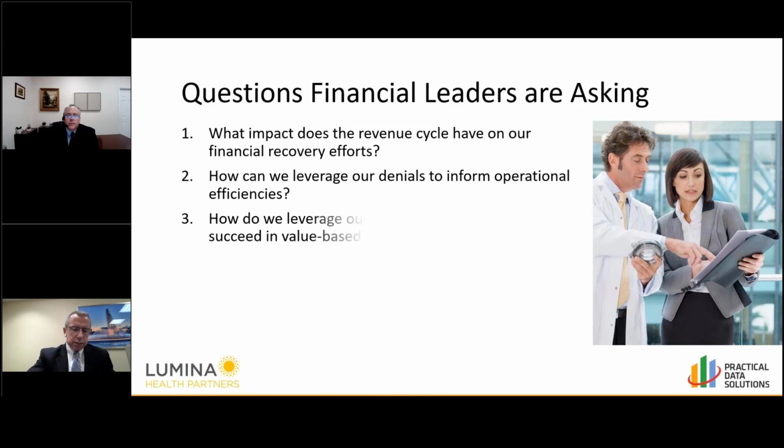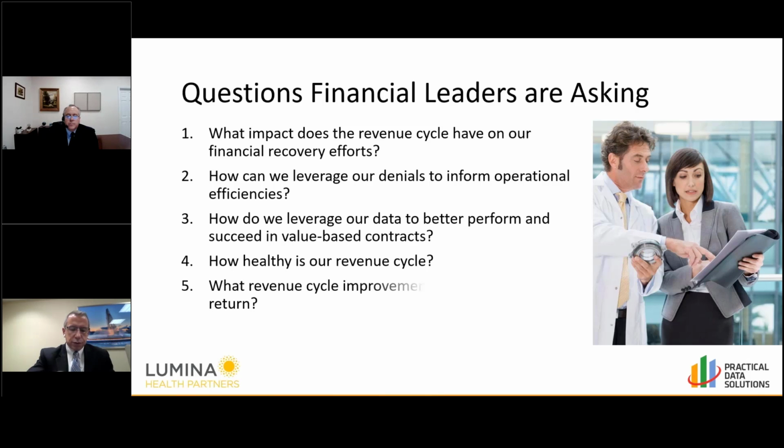So when we take a look at the trends, and at where organizations are on trying to realign their margins and their profitability, finance leaders are really asking some important questions. One, what impact does revenue cycle have on our financial recovery? We know our revenue cycle is not performing as optimally as it should. And is there a way that we could get some quick wins by focusing on key areas of the revenue cycle that will really help improve some of our revenue activities? The second question, I think, is a really good one. How do we leverage our denials to inform operational efficiencies everywhere? So for instance, finance leaders understand that they've got high denials in eligibility verification, or maybe they're not creating the pre-certifications like they should. Is there a way that we can use that information to drive performance efficiencies in other areas?